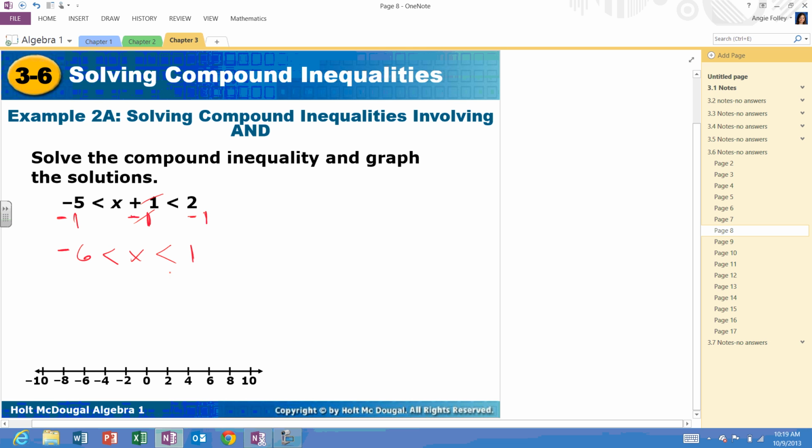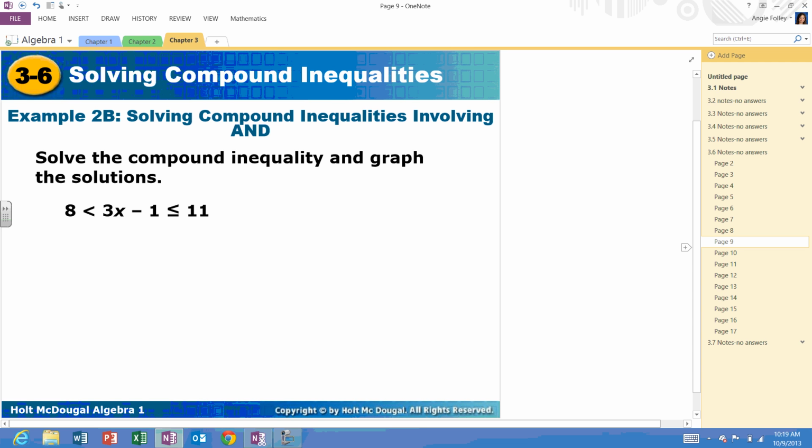Down at 1, because it's a less than sign, I'm going to do an open circle at 1. And then at negative 6, it's also going to be an open circle. It says that x is less than 1, but it's everything greater than negative 6. So it's everything in between. Okay.